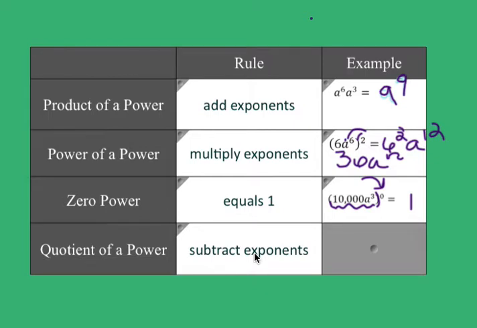A quotient of a power is going to be subtracting exponents. That's when we're dividing powers. So a to the 6 divided by a squared, you're going to subtract 6 minus 2, and that's going to get you 4. And your subtraction answer should always end up being positive. So if you subtract and it's negative, that means you need to flip the location of that letter.